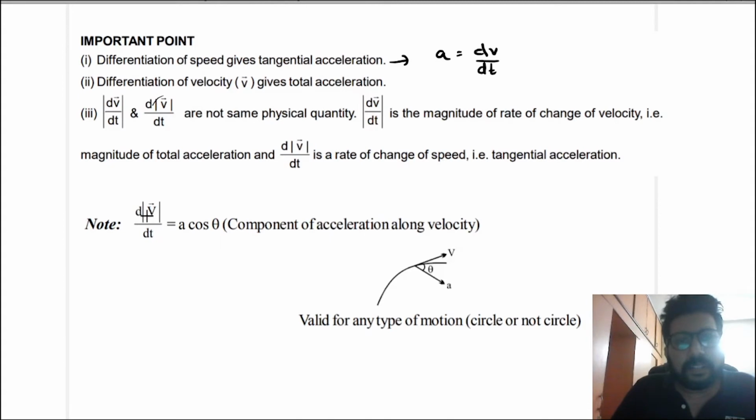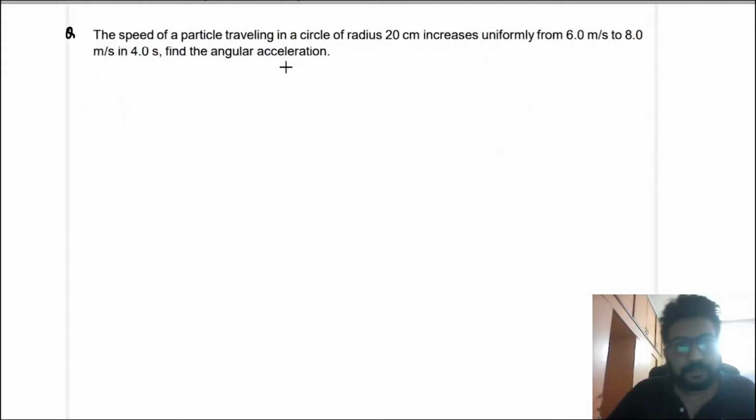Also, dv by dt is a cos theta in any curvilinear motion. See, dv by dt is a cos theta, that is the component of acceleration along velocity. Again, this is the same point. dv by dt is the tangential acceleration. A cos theta here is the tangential acceleration. Okay, and this concept is valid for any type of motion, whether it is a circle or not. It means any curvilinear motion.